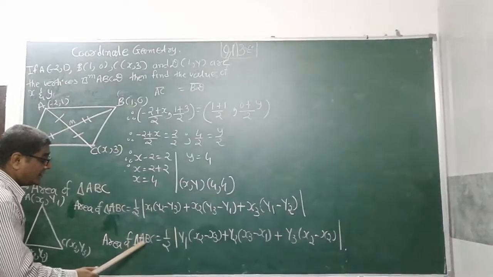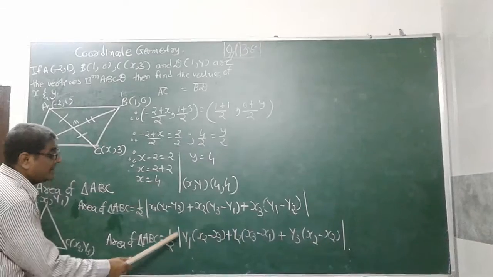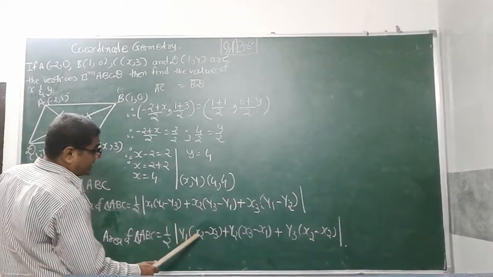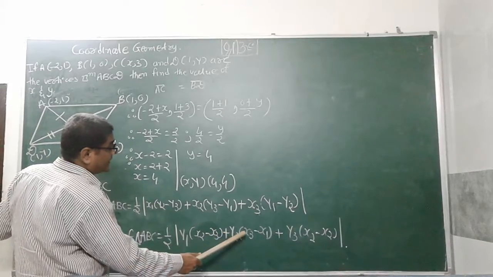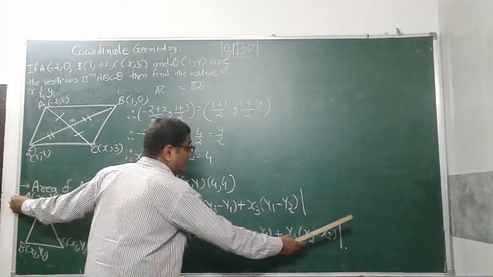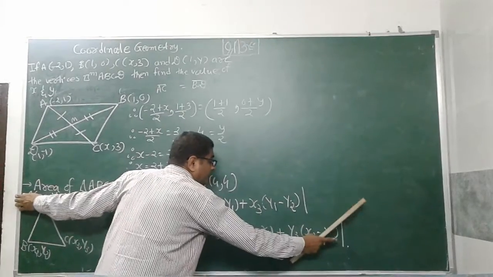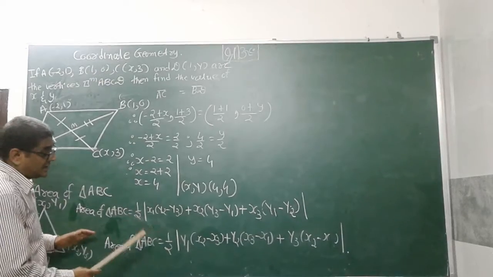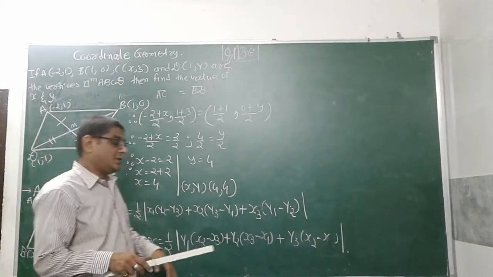So area of triangle ABC is equal to 1 half modulus start: y1 (x2 minus x3) plus y2 (x3 minus x1) plus y3 (x1 minus x2). So here the area is positive, therefore we wrote it in the parenthesis.